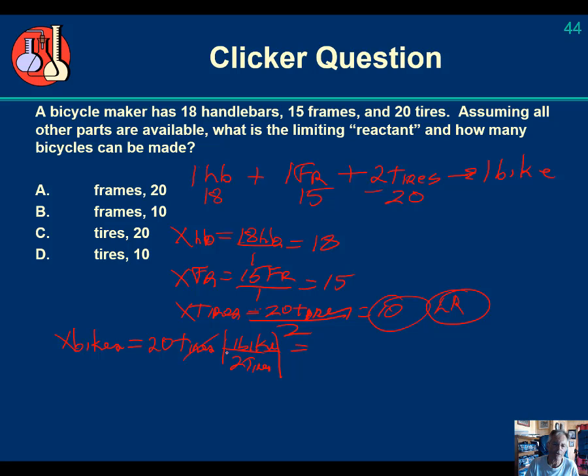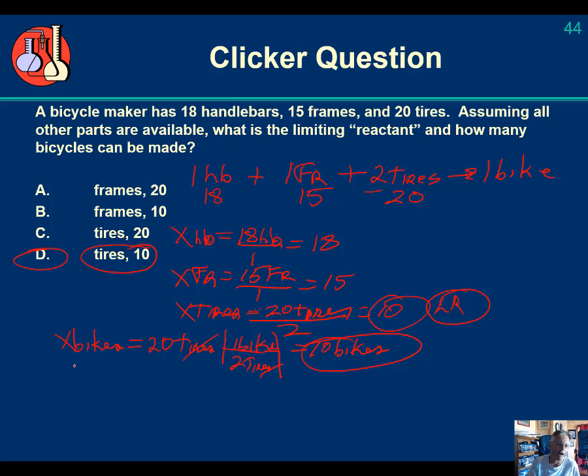And so when I do the math, tires cancels. 20 times 1 divided by 2 is 10 bikes. And that tells me that 10 bikes are the most amount of bikes that I can make, and that tires is my limiting reactant or limiting part.